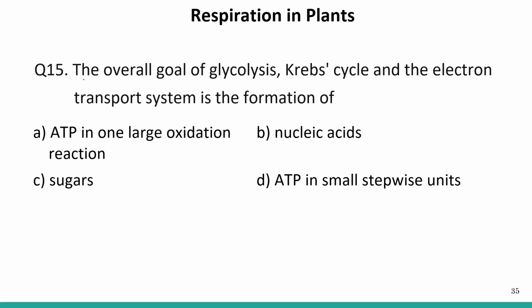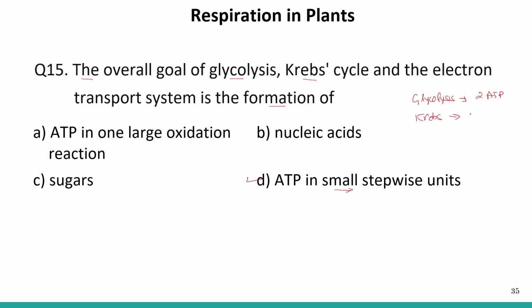Now, next question is, the overall goal of glycolysis, Krebs cycle and the electron transport system is the formation of, this is a straightforward answer. Answer should be ATP in small stepwise units. Why? Because during glycolysis, ATP is produced. The net gain is 2 ATP. Then during Krebs cycle, what happens?